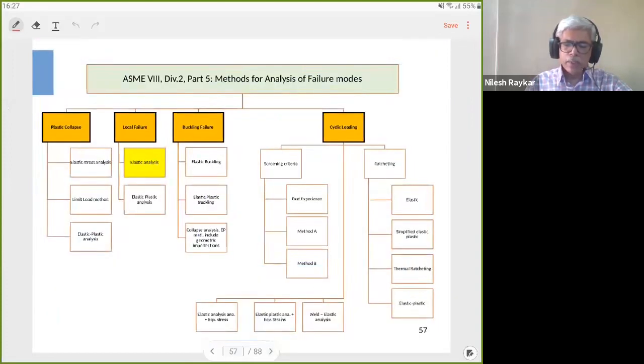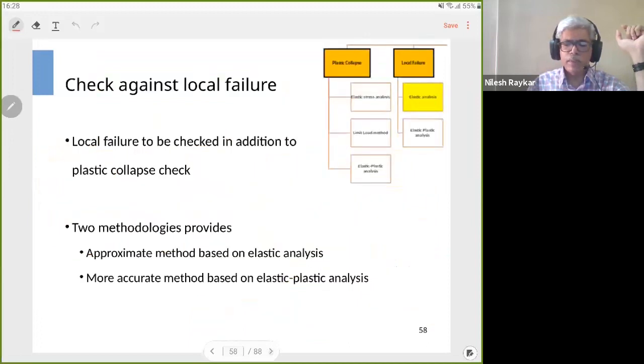Next, we are looking into the local failure analysis. Unlike the plastic collapse, where we are checking the full cross-sectional failure, in the local failure check we are checking every spot of the vessel, whether it is failing or not failing. For that, again, there is elastic and elastic-plastic, out of which elastic analysis is what is getting covered. In this case, there is an approximate method based on the elastic analysis, which is very simple.